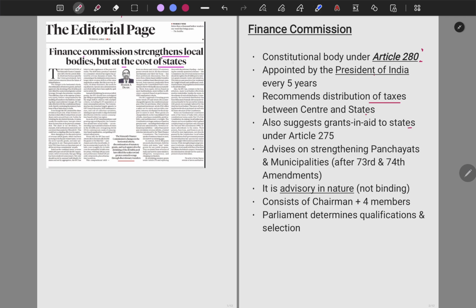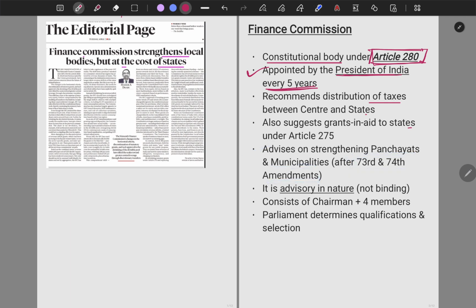The Finance Commission is a constitutional body which is mentioned under Article 280 of the Indian Constitution, and this commission is appointed by the President of India after every 5 years. Its function is to recommend the distribution of taxes between the center and states. This commission also suggests grants and aid to states under Article 275 of the Constitution, and it advises on strengthening panchayats and municipalities after they were enacted in the 73rd and 74th amendments.